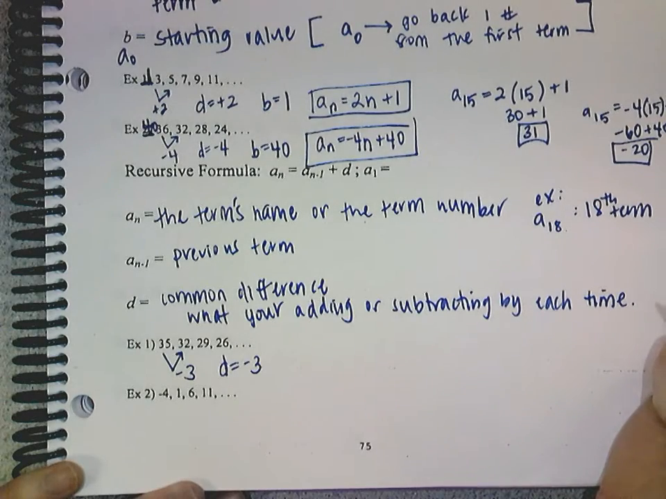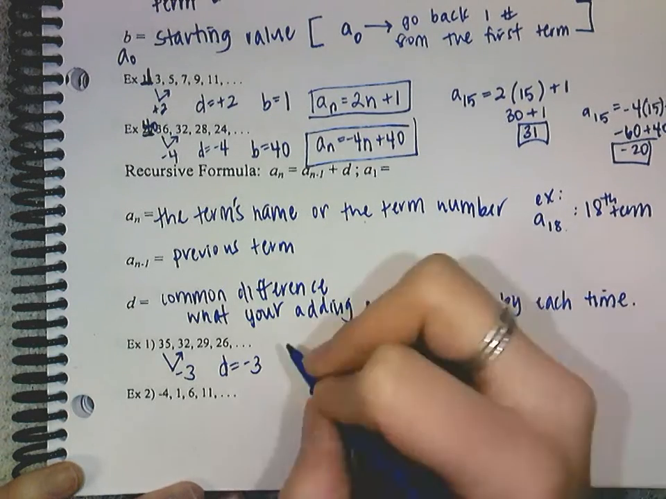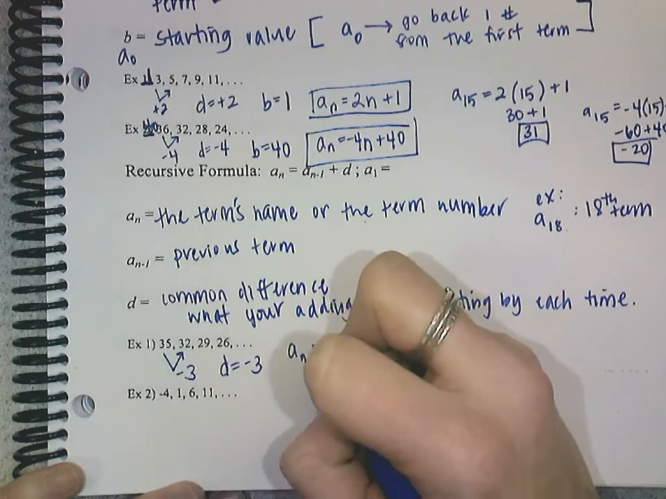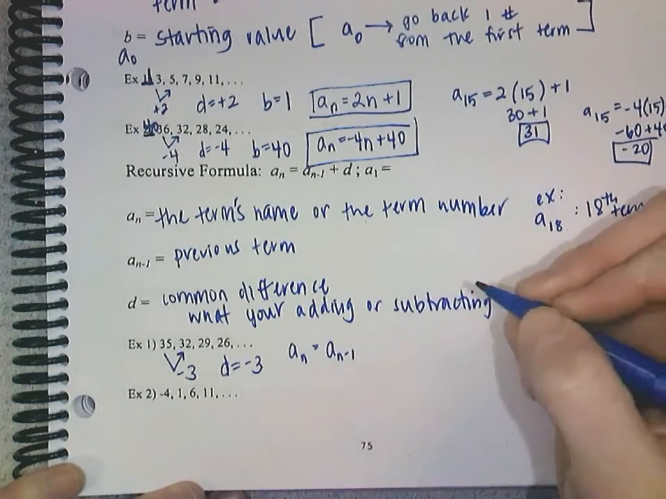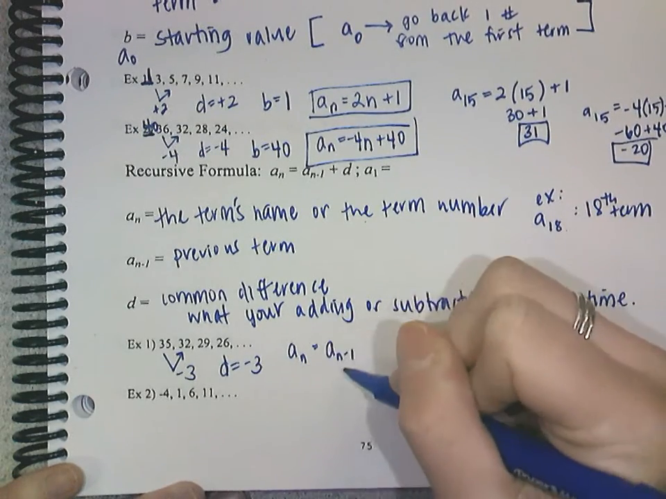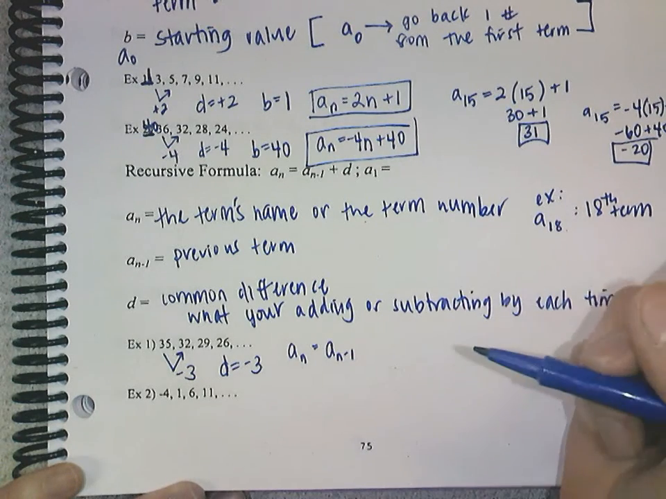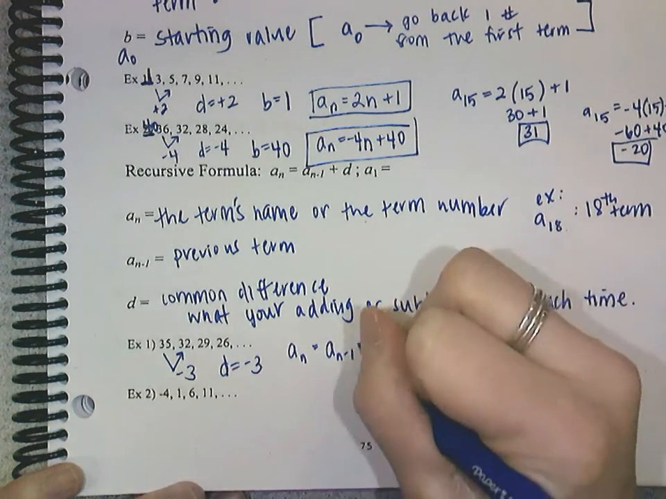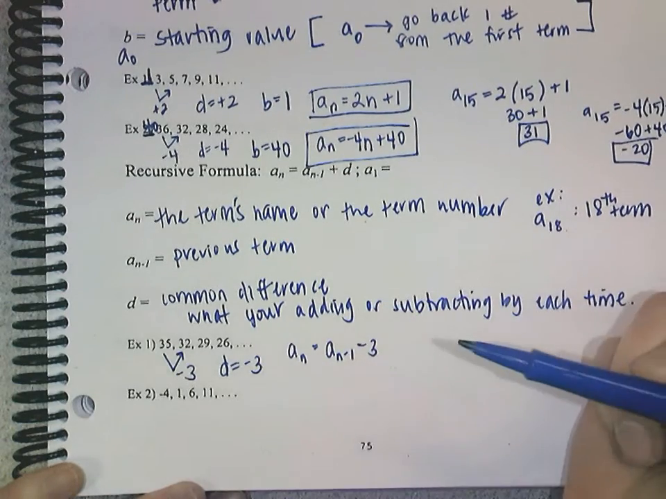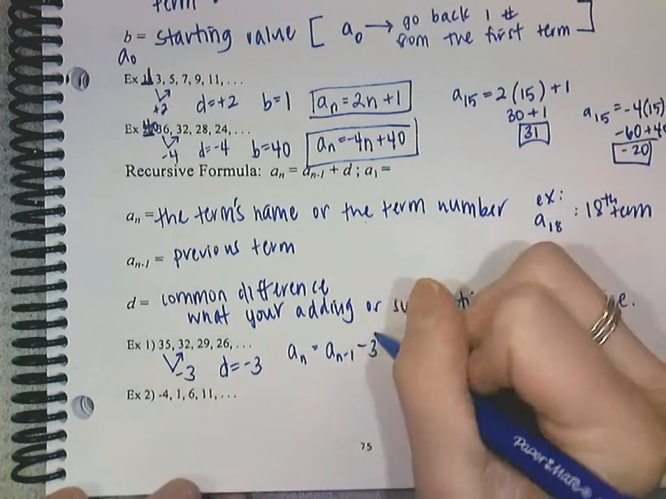All right, so now what we're going to do is we're going to write our formula. So our formula is a sub n equals a sub n minus 1. And these guys have to be little. They can't be right next to your a or else it's going to be wrong. So make sure that your a sub n and a sub n minus 1 are little. And then we're going to subtract 3 because that's our common difference. So this is our formula.